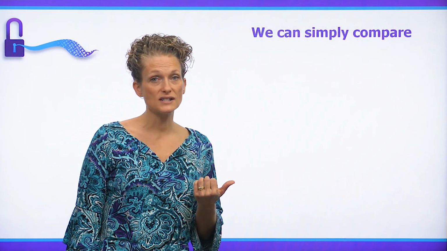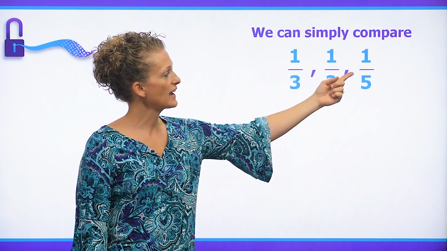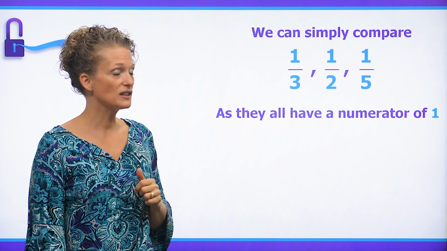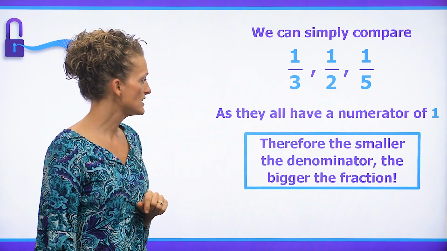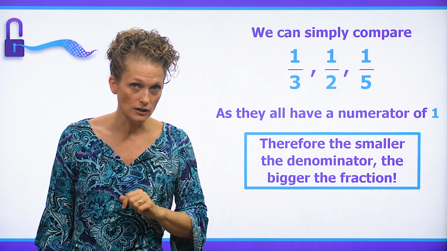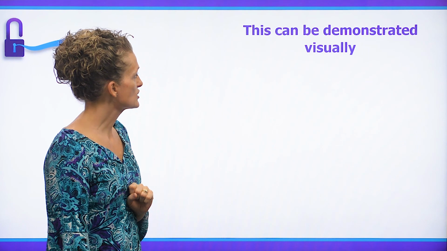Now, one thing you might have noticed is that each of them has a numerator of 1. So we can actually simply compare them by looking at their denominators because their numerators are 1. All right, so the smaller the denominator, the bigger the fraction. So let's actually look at this visually.